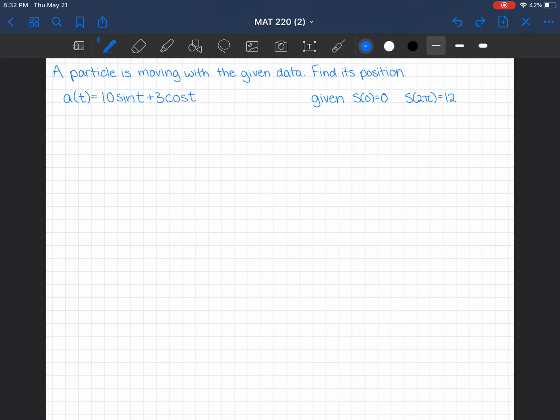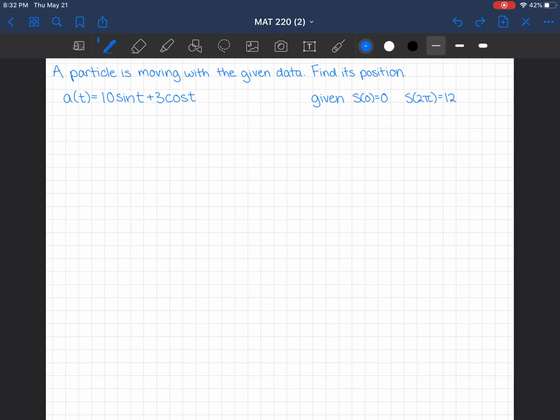So with this problem that we were given today, we're being asked to find the position of a particle, and we have been given this acceleration function here as well as some values for our position. To start out today, we first need to find our velocity function, given our acceleration function. And then from there, we can go ahead and find our position function.